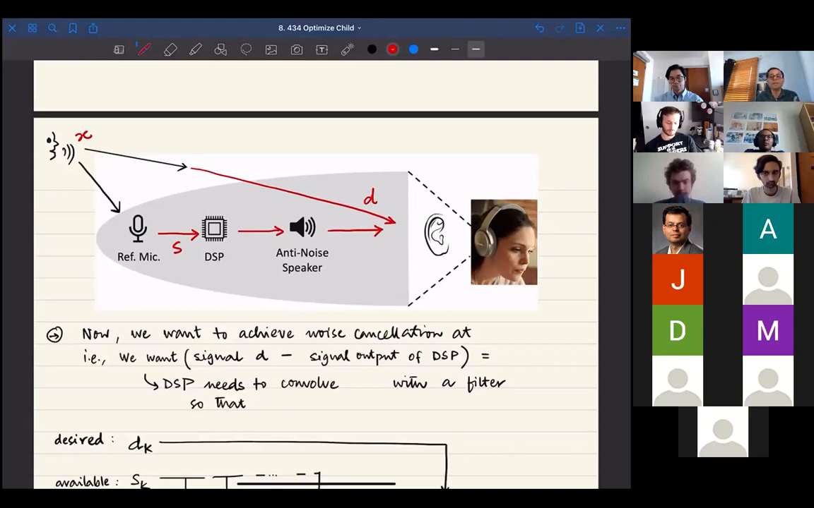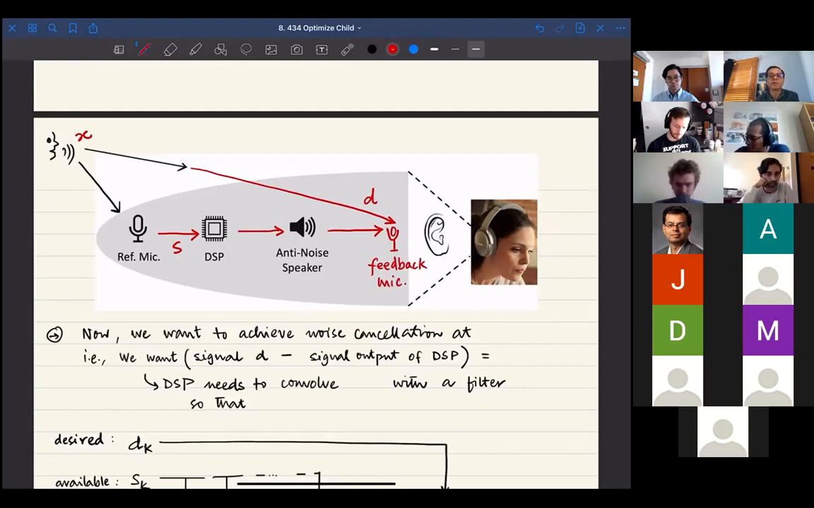So how will the DSP do anything to get better? How does the DSP know that it has succeeded? That is why there is this other microphone over here, which is as close to the ear as possible. This is called the feedback microphone.